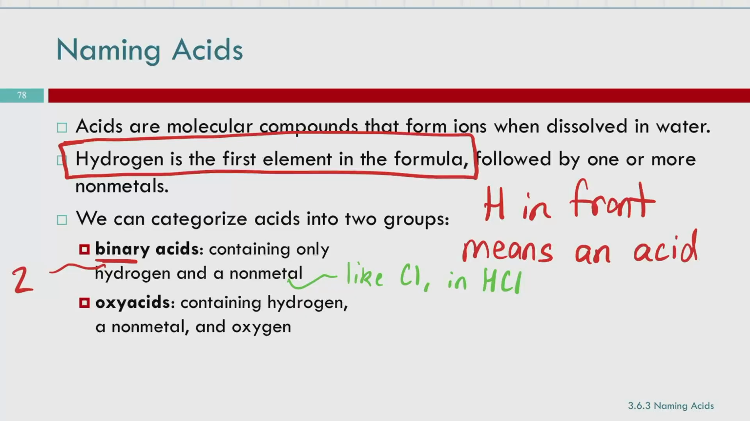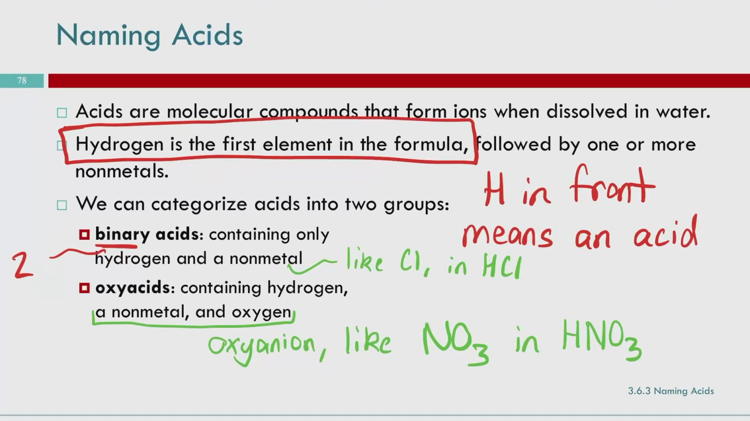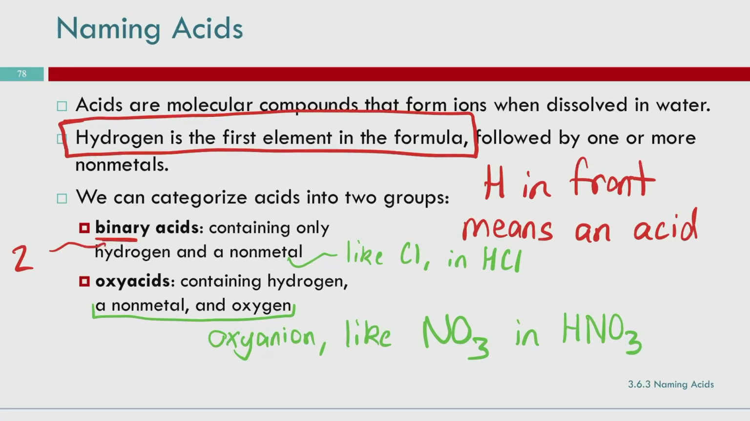Then we have oxyacids. Those will still have hydrogen in them, again in the front, and then followed by an oxyanion. Like NO3, nitrate. And that acid formula would be HNO3. Again, H in front means that it's an acid.